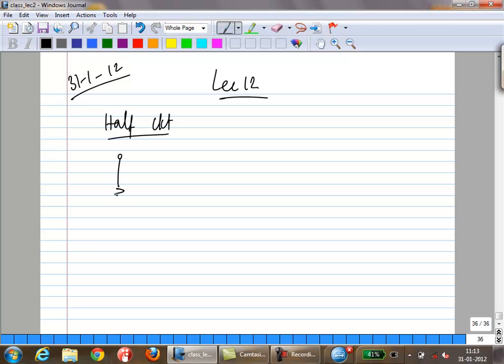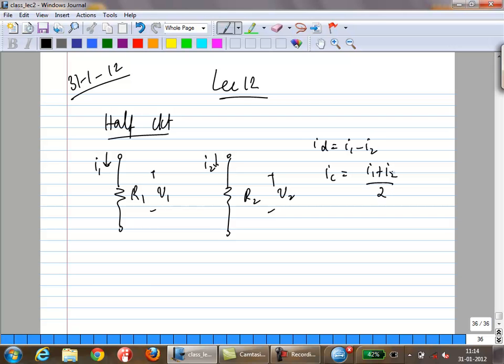So let's take the case of two resistors, R1 and R2. I'm going to call the currents I1 and I2, the voltages V1 and V2. Now between these two resistors, you can define a differential quantity, which is, let's say, the differential current ID would be I1 minus I2, right? The common mode current IC is I1 plus I2 over 2.